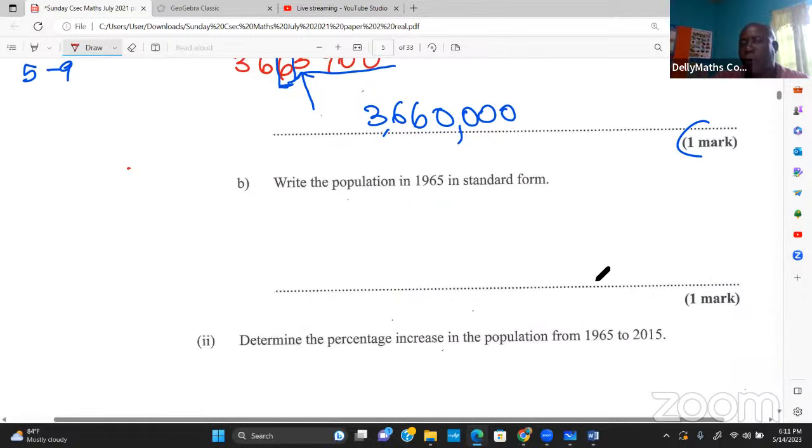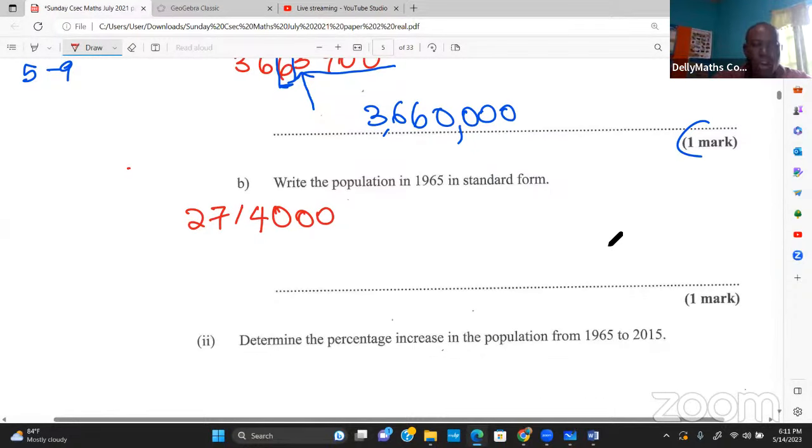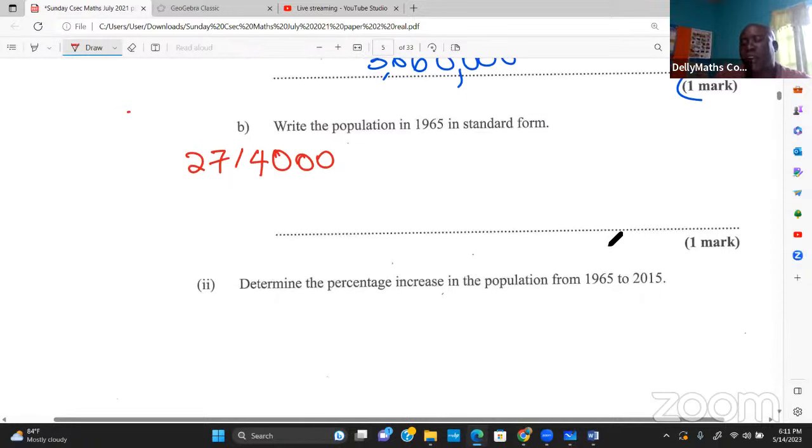Next question says, write the population in 1965 in standard form. Go back for it. 1965, here is the number that we're dealing with. And they want us to write this in standard form. Remember, with standard form, there is a framework for it. For example, your decimal point, which is currently not seen, which means it's at the back, cannot be there. It must come after the first non-zero digit from left to right. For example, it's going to come right between the 2 and the 7.